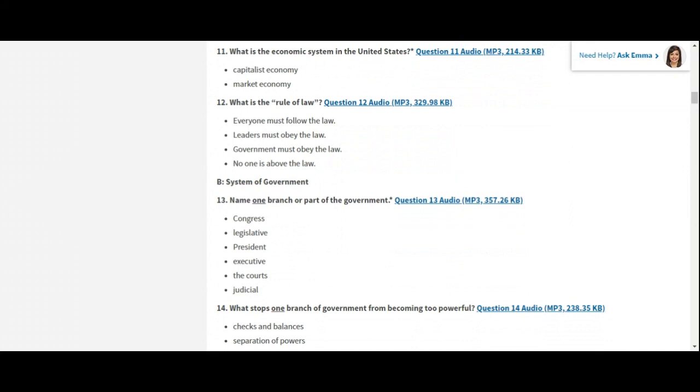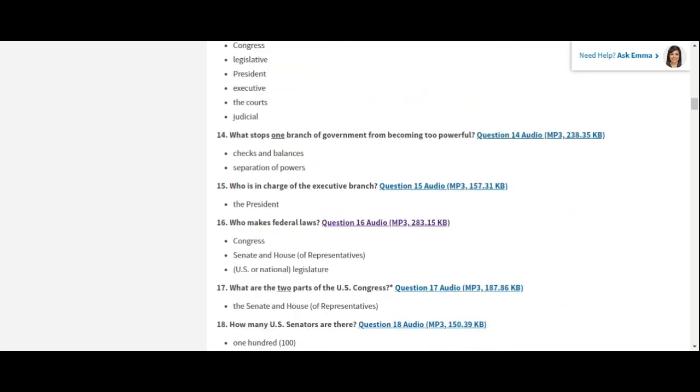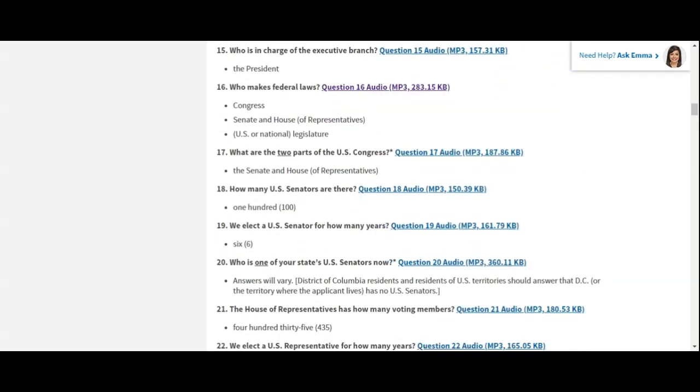Everyone must follow the law. B. System of government. Name one branch or part of the government. Congress. What stops one branch of government from becoming too powerful? Checks and balances.